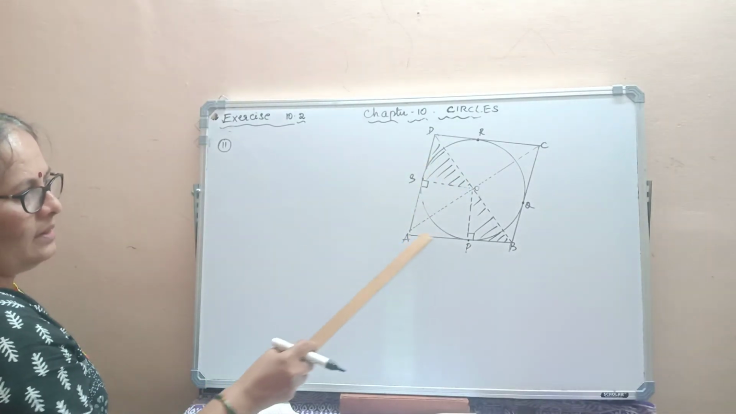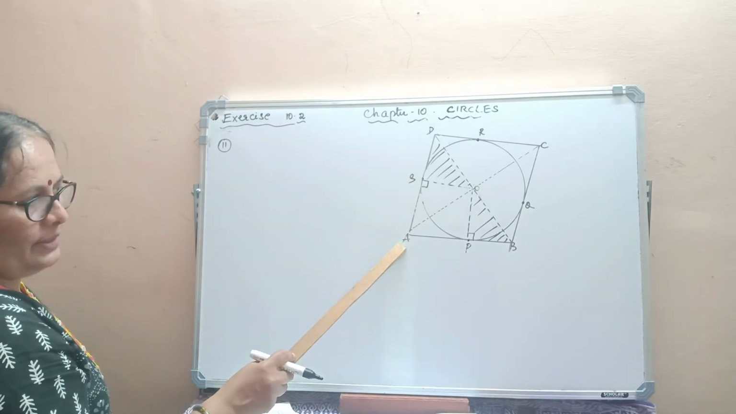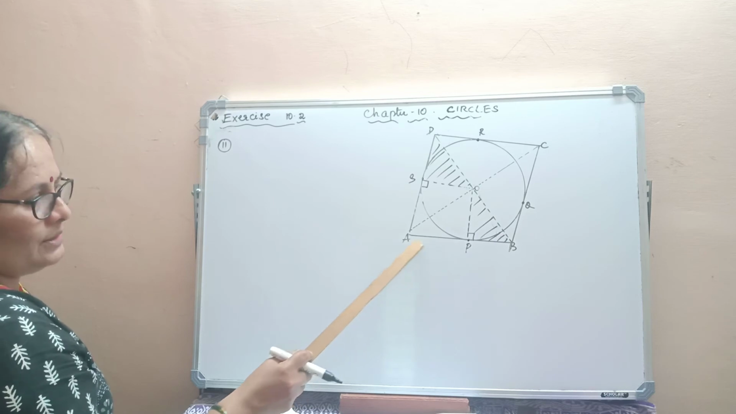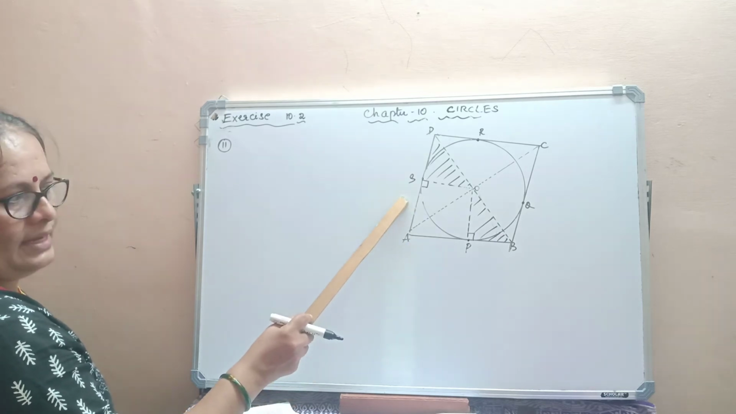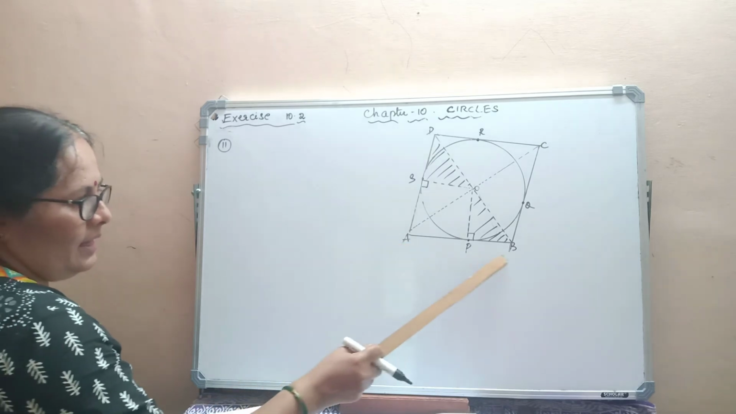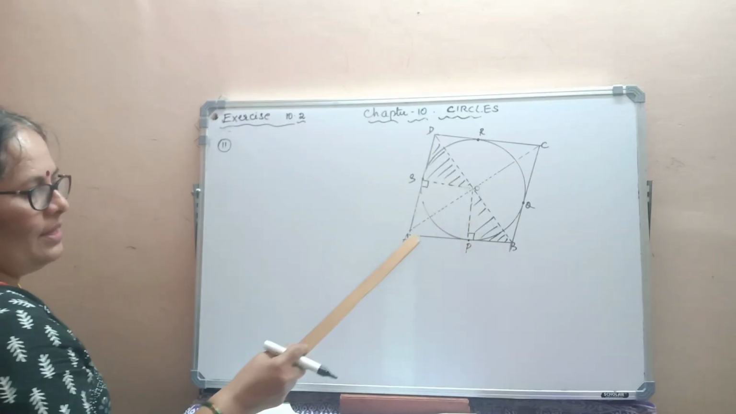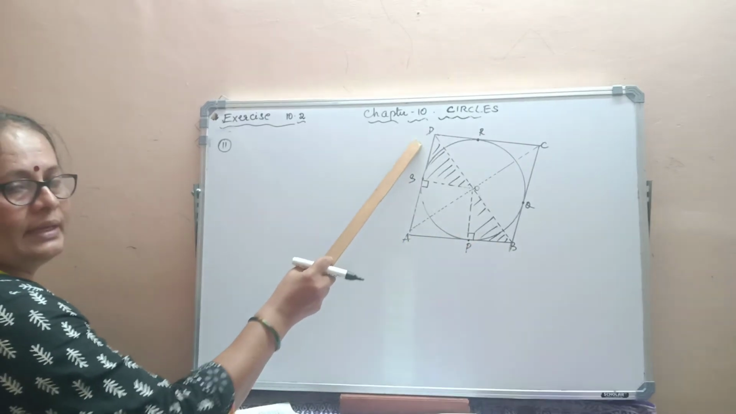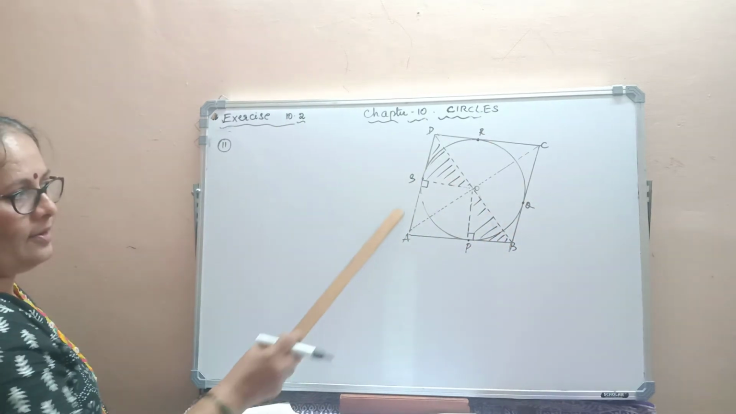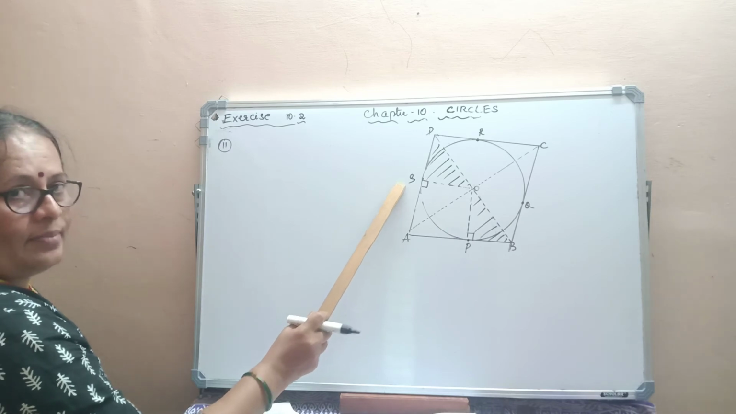And AP equals AS, because A is the exterior point. So tangents from external point to circle are equal in length. Therefore, on adding, you will get AB equals AD. In parallelogram, opposite sides are equal and parallel.